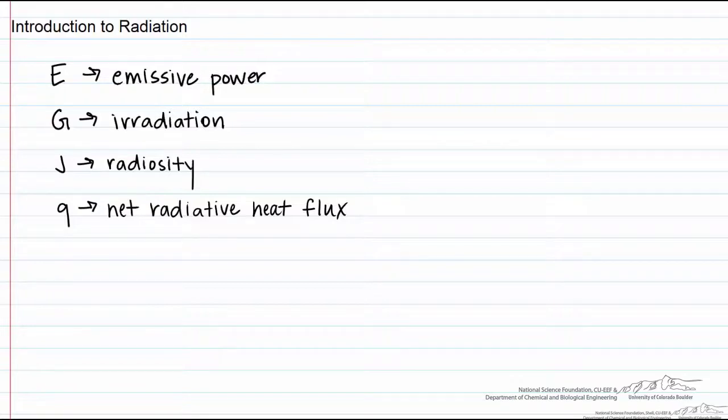So the first one, E, is what's known as the emissive power. Then we have G, which is termed irradiation. J is the radiosity. And finally, what we're probably looking for is Q, which is the net radiative heat flux leaving the surface. This can be defined as J, the radiosity, minus G, which is the irradiation. So let's take a look at these different terms and see how they contribute to radiation.